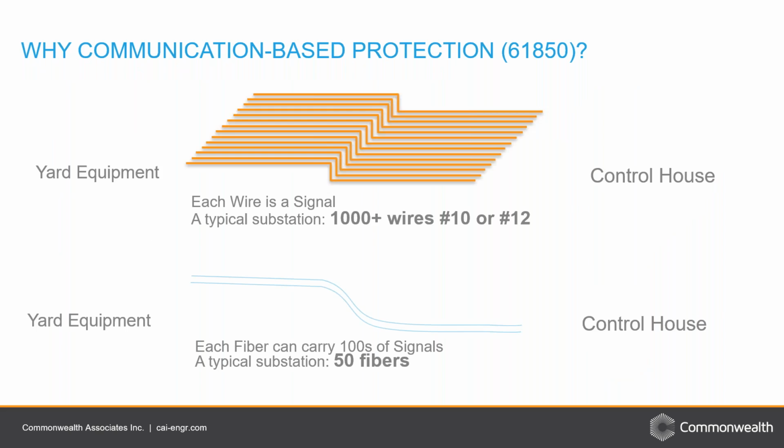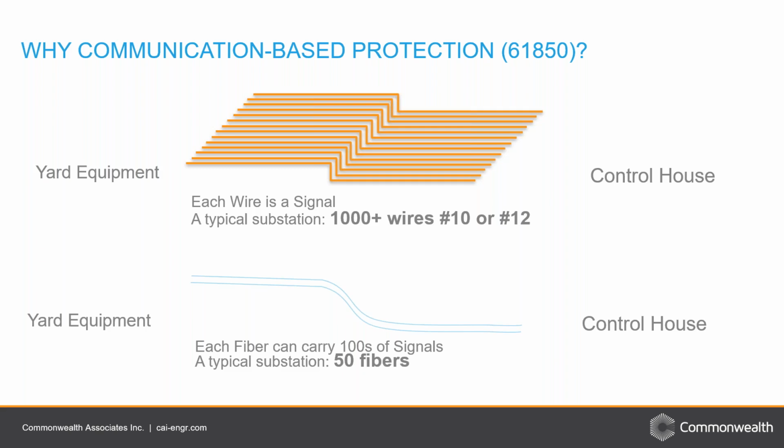So before answering the question about the cost saving, a relevant question to ask is, why should we implement communication-based protection in the substation for protecting the power system equipment like transformers, buses, lines? It may seem that the complexity of configuring all the communication architecture to transfer protection and control signals to the correct location reliably may not be worth the effort. So let's look at the other option.